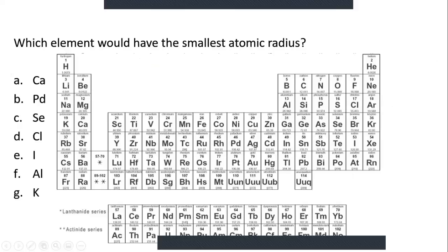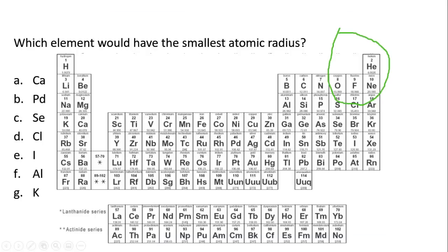Now we have these. We want to know which one has the smallest atomic radius. So again, for the smallest atomic radius, we're going to be looking in this corner, at nonmetals. So let's see which ones are nonmetals. Calcium is a nonmetal? No. Palladium? No. Selenium, yes. Chlorine, yes. Iodine, yes. Aluminum, no. Potassium, no. So we've narrowed it down to selenium, chlorine, and iodine.